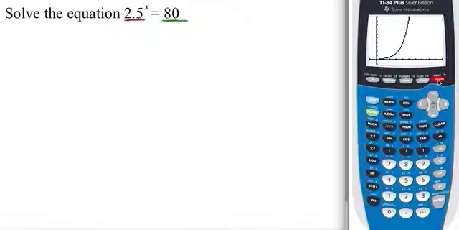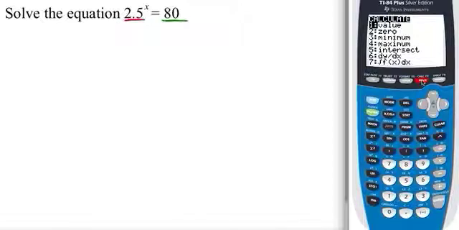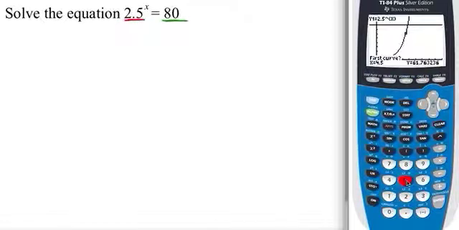So there's the 2.5 to the x, and then there's the 80. Right, so now I just need to see where these cross. So remember, this is just going to be second, and then right above the trace button is calc, and I'm going to choose intersect. Now it always says first curve, second curve, guess. That just means what are the two lines that you want to find the intersection of, and then about where they cross. So first curve, it could be either one of these two. If you just hit up and down, you'll switch between the two.